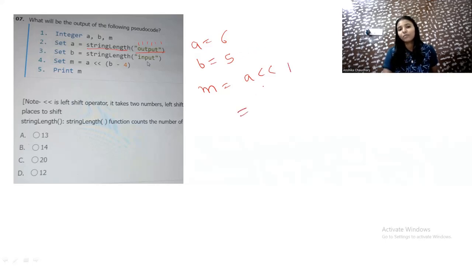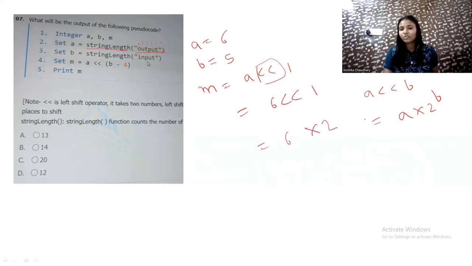So now we have to perform this operation. This is the left shift operator. And how will it work? Whenever we perform a left shift operation on the values a and b, the result will be a into 2 raised to the power b. According to this, the value of a is 6. 6 left shift 1, so at the place of a, it is 6 into 2 raised to the power 1. At the place of b, here is 1. Now 6 into 2 is 12, and 12 will be the correct answer for this question.